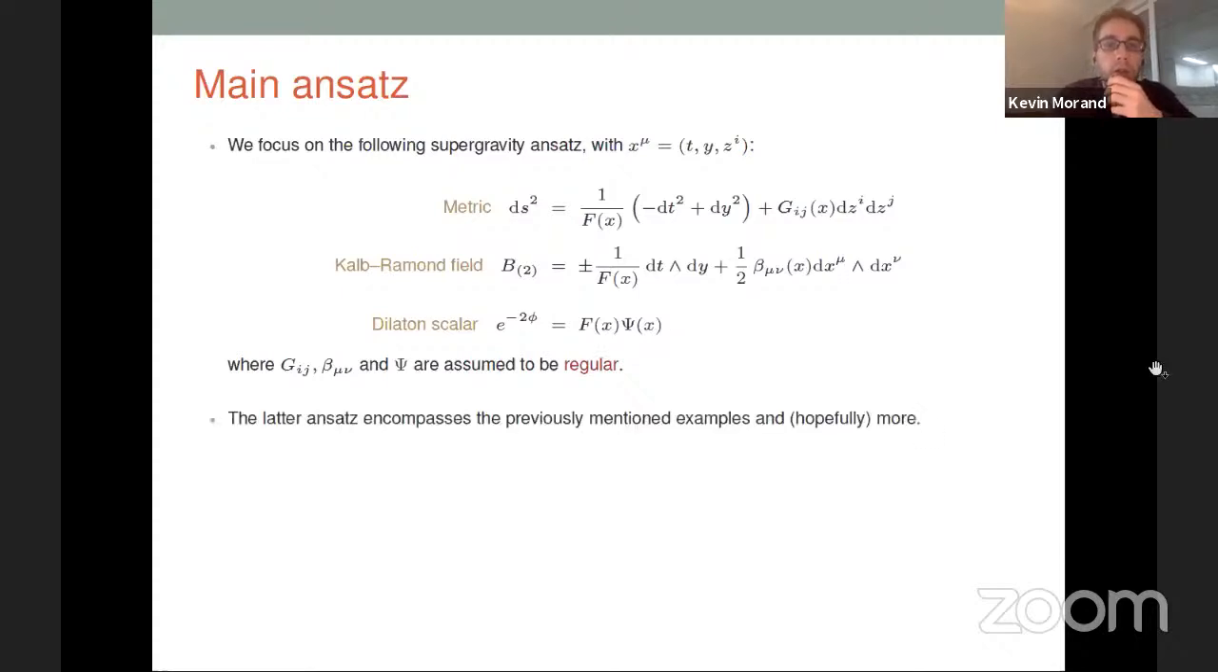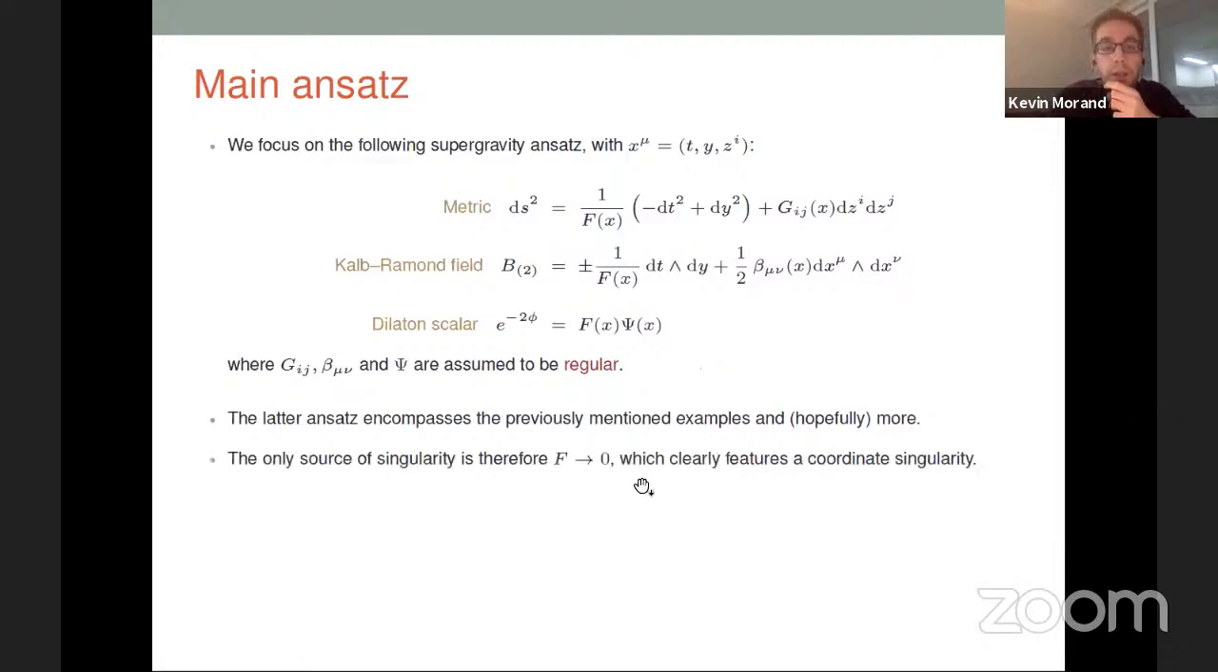Okay, so this ansatz encompasses the previously mentioned examples, such as the Witten black hole solution and so on. Hopefully, there are more examples that we didn't consider. As I mentioned, the only source of singularity is when f goes to 0. So this clearly features the coordinate singularity.